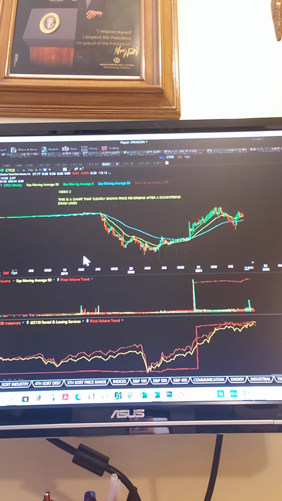Now we're going to be looking at price reversal. You can see this price of this chart was in a downtrend from here. The downtrend was from here to actually here.